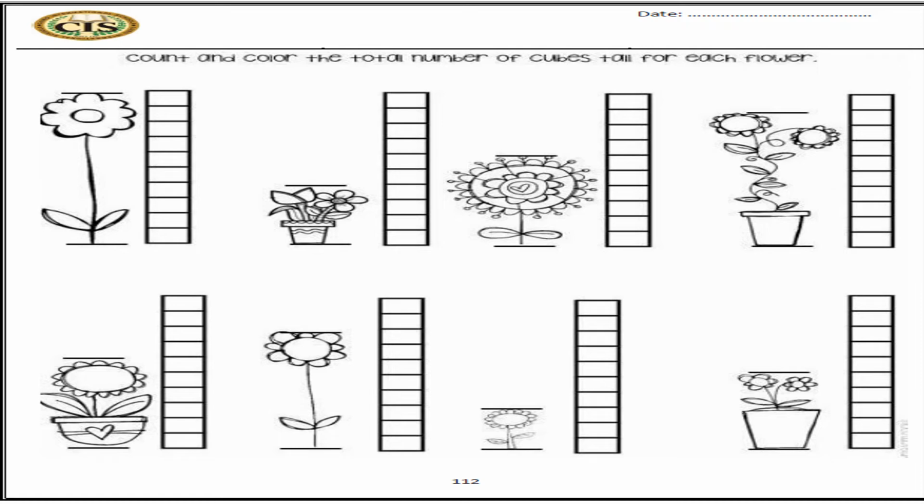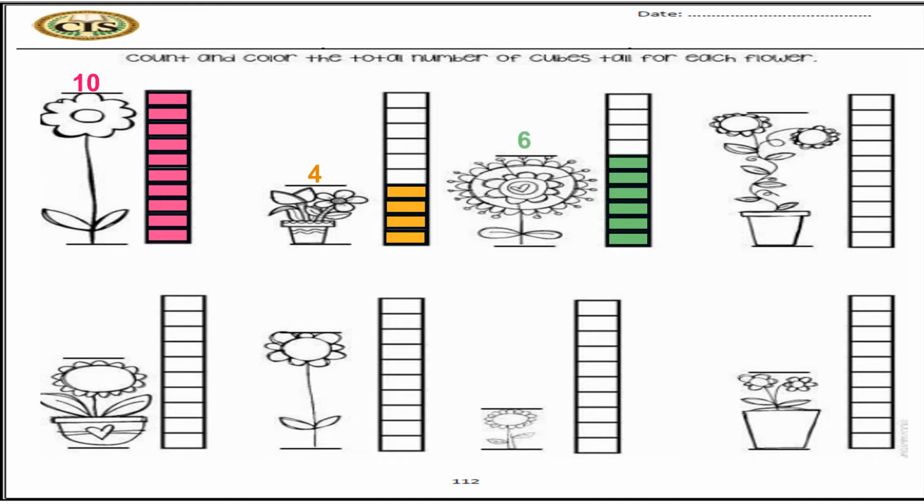Count and color the total number of cubes tall for each flower. Flower number 1, let's count the cubes. 1, 2, 3, 4, 5, 6, 7, 8, 9, 10. 10 cubes. Flower number 2, 1, 2, 3, 4. 4 cubes tall. Flower number 3, 1, 2, 3, 4, 5, 6.